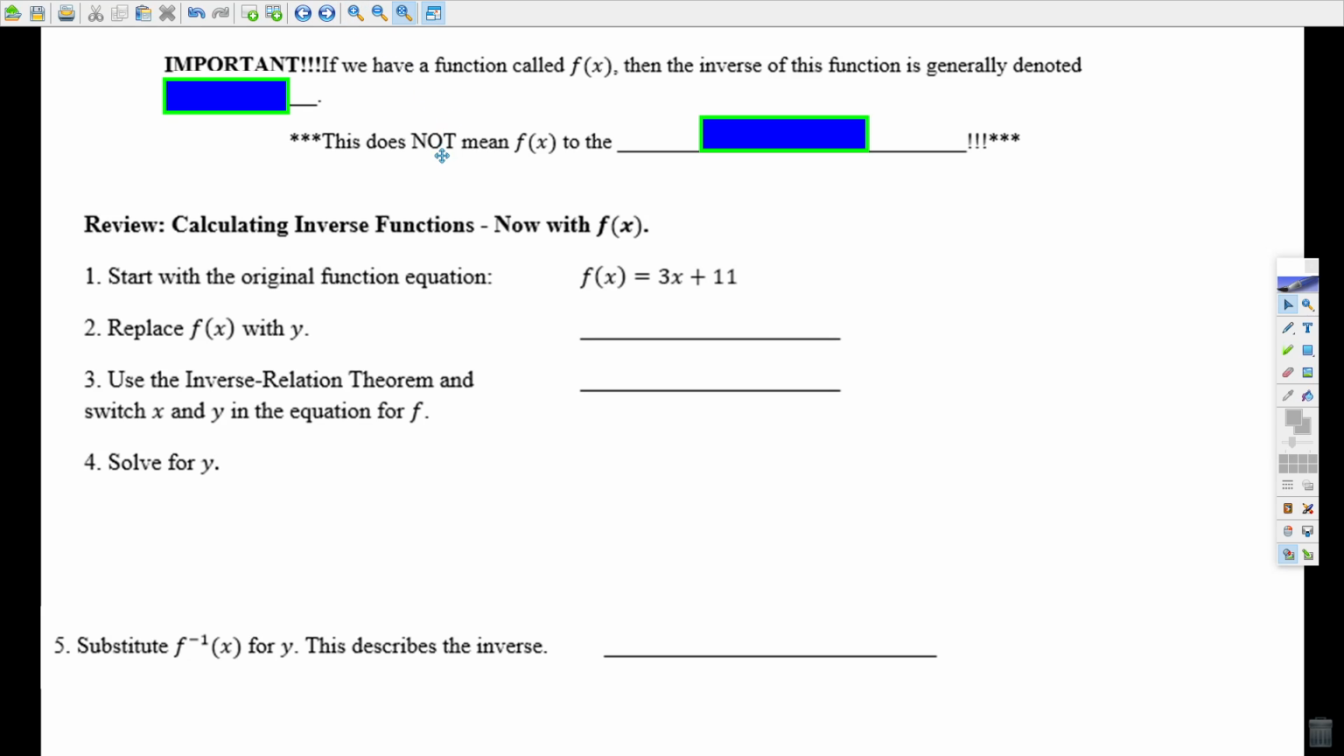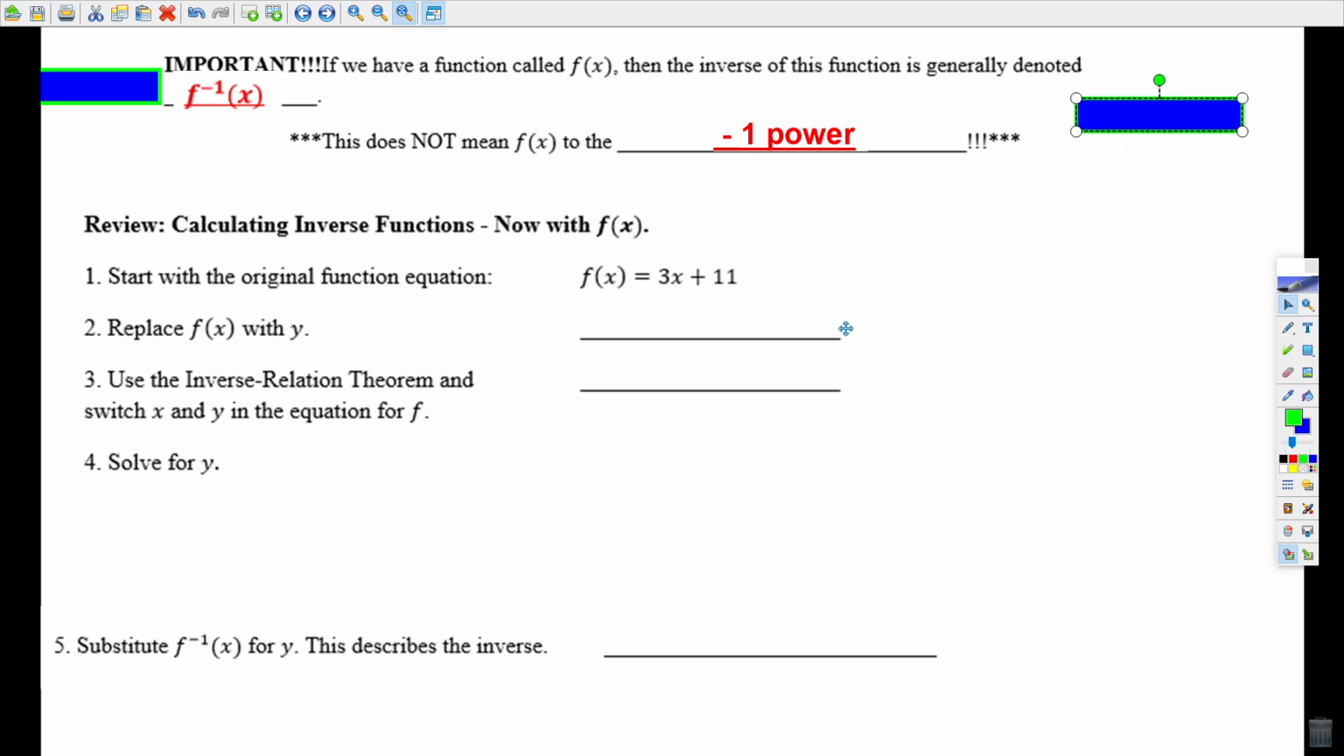So we have some new notation to talk about inverses. It's very, very important that you understand the meaning of this for when we'll use this. If you have a function called f of x, then the inverse of this function is generally denoted this way, which is kind of weird, and it's read the way you would not think it would be read. You have this f with a -1, which is like in the exponent area, and then of x next to it. But you do not read this like that. This does not mean f of x to the -1 power.